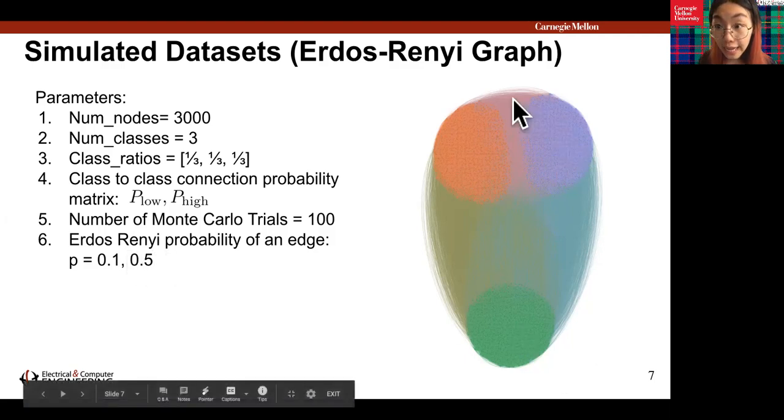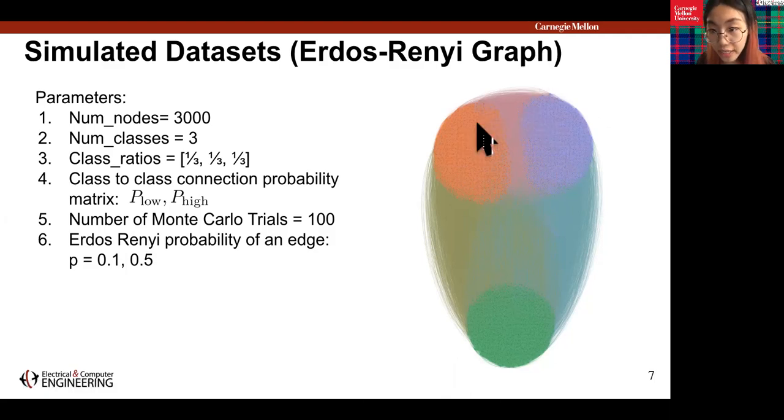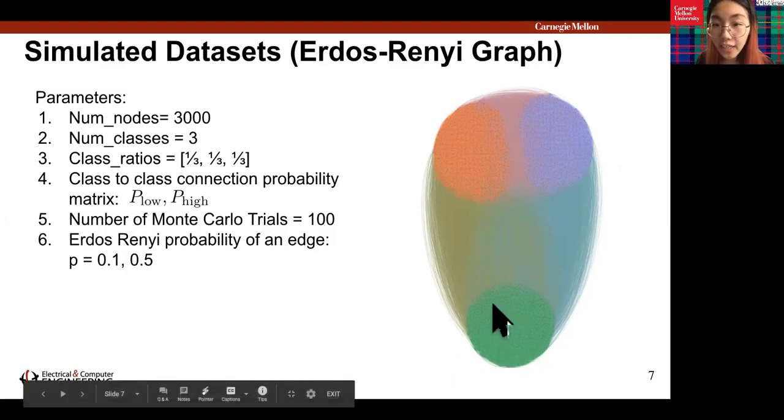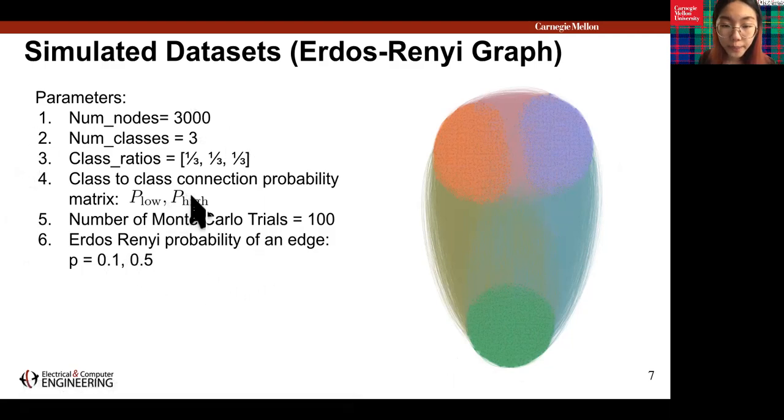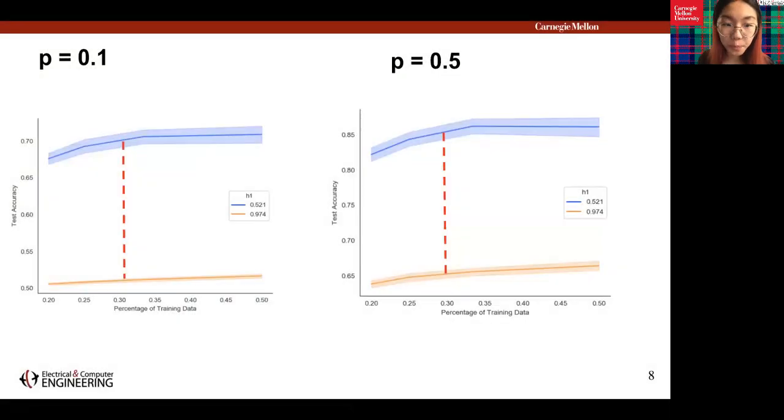On the right, you could see an example of our generated graph. There are 3 classes, as you can see, the 3 clusters here. So the idea is we fix all other parameters while varying the edge entropy, and we see how the graph convolutional neural network's performance changes as we change our edge entropy. Let's look at the result.